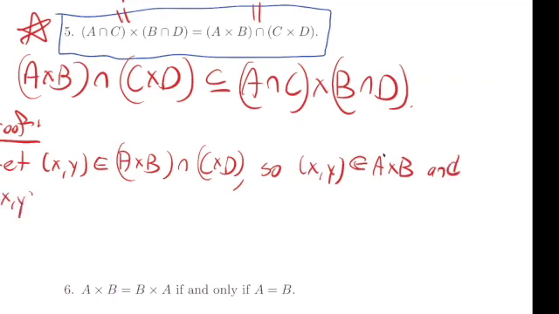Okay, so we're going to start with an element in the other set and kind of do the reverse here. So that means (X, Y) is in A cross B, and (X, Y) has to be in C cross D if it's in the intersection of those.